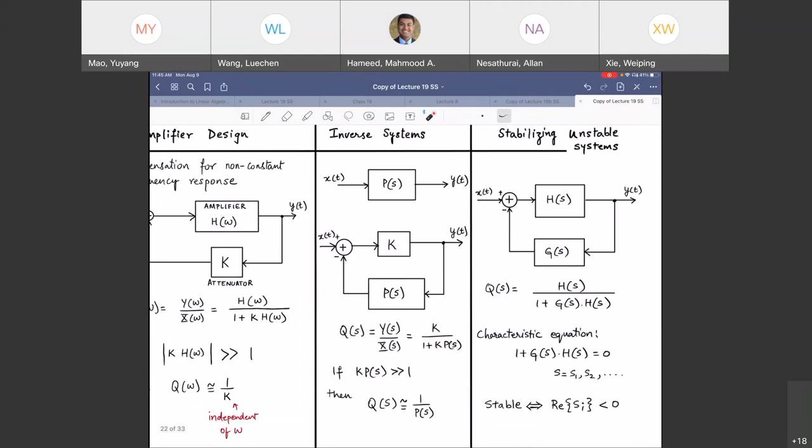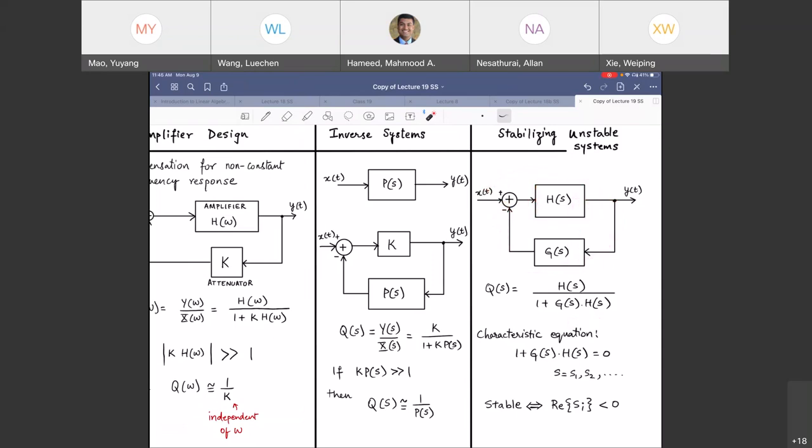Now, those were some topics that you could use feedback for, but what we are trying to do is this. We are trying to use it for stabilizing unstable systems. This is a system that we are trying to stabilize, H of S, with the feedback, G of S, negative feedback. What would be the closed loop transfer function? H of S divided by 1 plus G times H of S. We have derived this earlier.